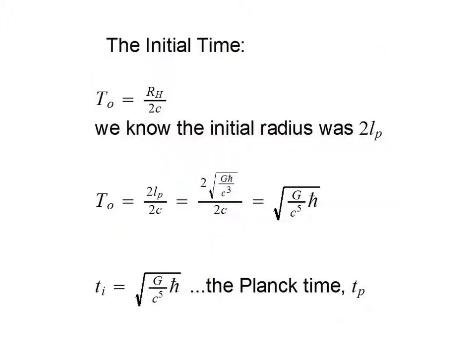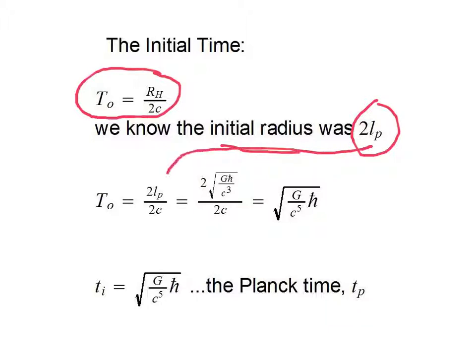Let's look at the initial time. Taking our equation for the age of the universe, we've determined that the initial radius was 2 Planck lengths. We'll take this value of the initial radius and plug it in as R sub H. We do the algebra and we find the square root of big G times h bar over c to the 5th. This is the initial time, and it's equal to the Planck time.